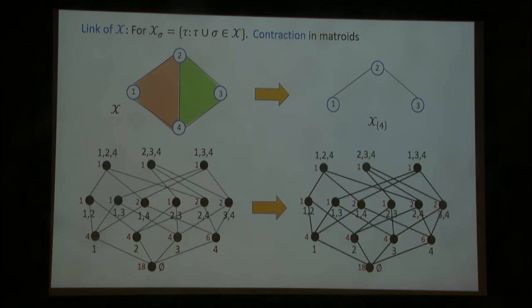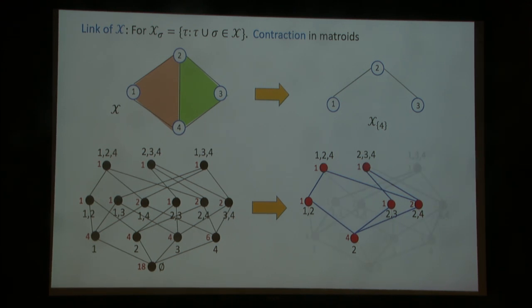Here is another example. You look at this graph. You look at the face, say I look at 2. Now, I look at everybody that contains 2. So these are the independent sets that contain 2. I remove everybody else. I delete 2. Okay, so this is my link.